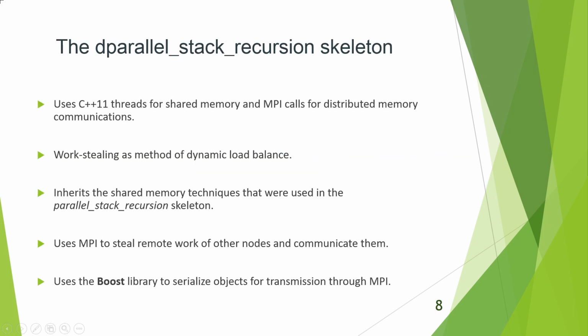Our skeleton, called the parallel stack recursion, relies on efficient work stealing techniques to implement a dynamic load balancing system. For this, it combines the use of shared memory techniques, such as C++11 threads and their synchronization directives, with distributed memory techniques, where MPI calls will be used to communicate the processes and perform the steals. For shared memory, we inherit the techniques used in parallel stack recursion, a similar skeleton, but oriented only to shared memory systems. To allow the transmission of objects through MPI, our library uses the well-known Boost library to serialize them.